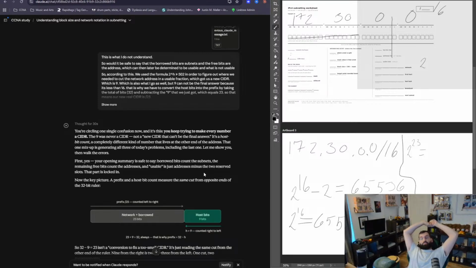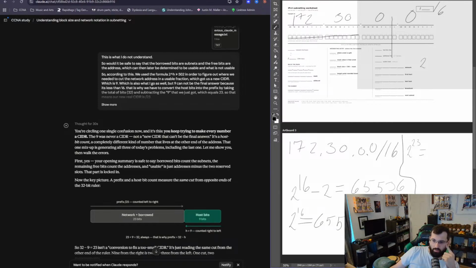Free bits count the addresses. So that means if we go back over here, this counts the subnets and this counts the addresses, which makes sense because the more subnets you have, the fewer addresses you have. The more addresses you have, the fewer subnets you have. That's how they balance out. Think of it like a number line. At least that's how I'm thinking of it in my head. It's a number line, and it's just going back and forth like this based off of what we need.